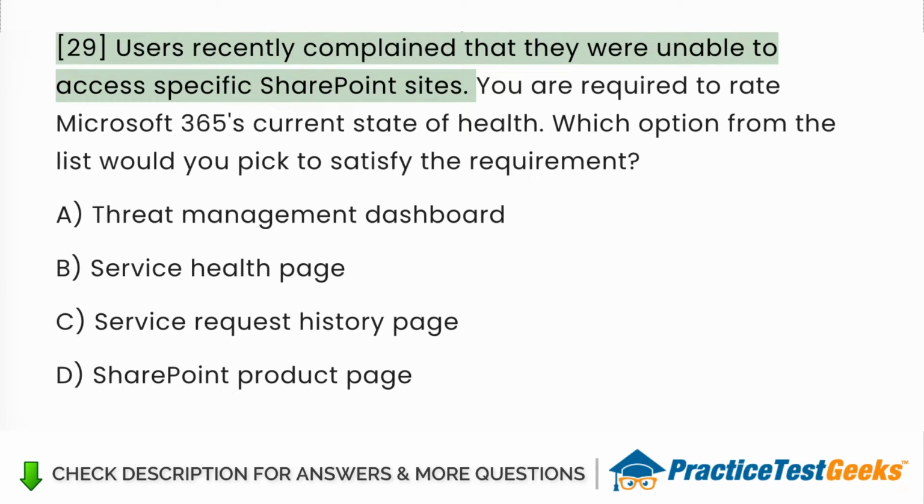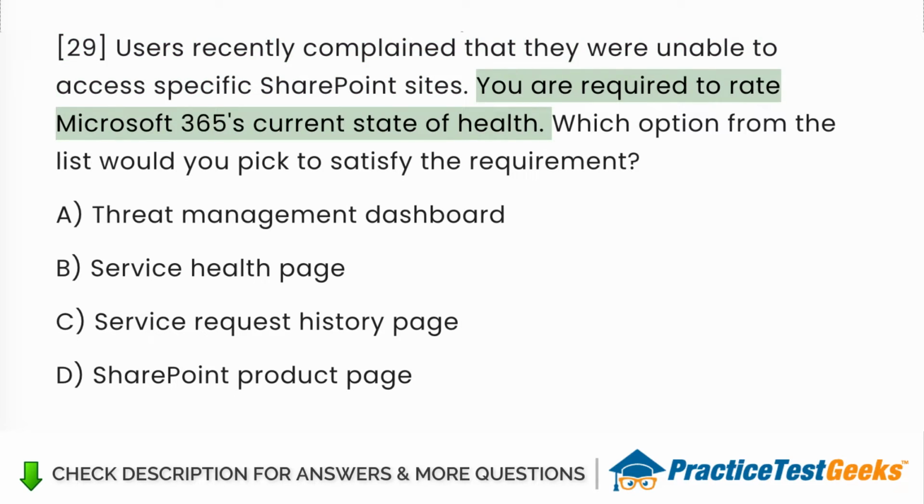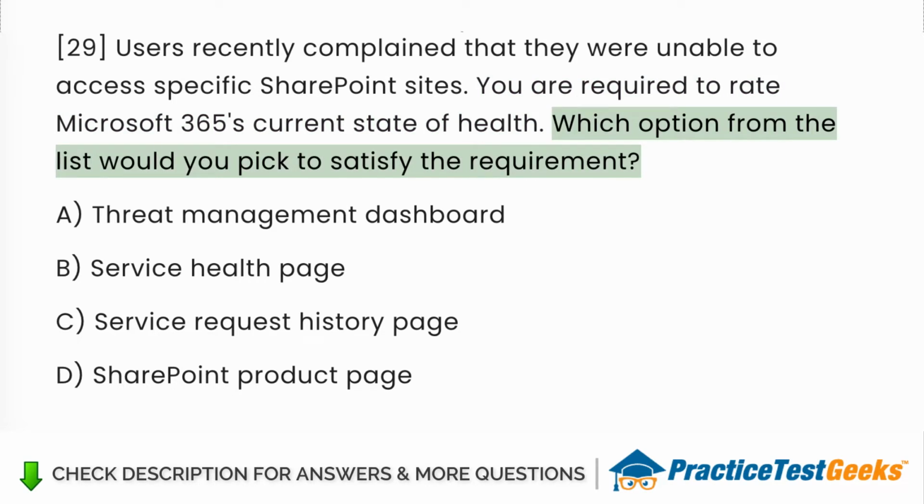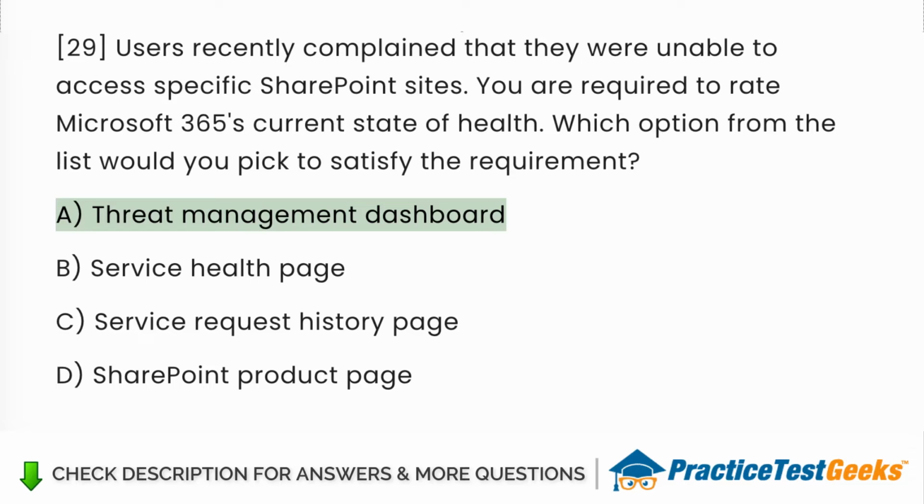Users recently complained that they were unable to access specific SharePoint sites. You are required to rate Microsoft 365's current state of health. Which option from the list would you pick to satisfy the requirement? A. Threat Management Dashboard. B. Service Health Page. C. Service Request History Page. D. SharePoint Product Page.